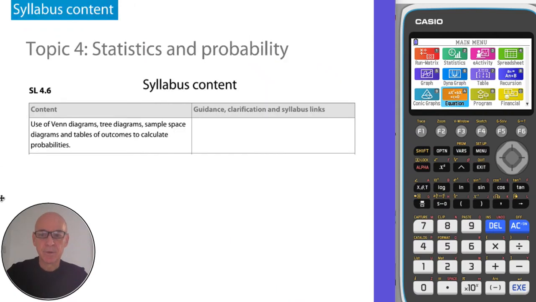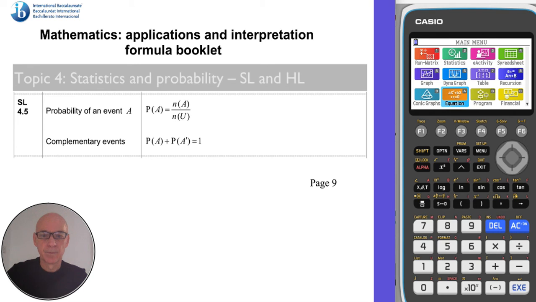In this video, we're going to use tree diagrams to calculate probabilities, as shown in the syllabus. We're going to use both of these formulas shown on page 9 of the formula booklet. And in particular, the second one, where the probability of an event A plus its complement add up to 1.